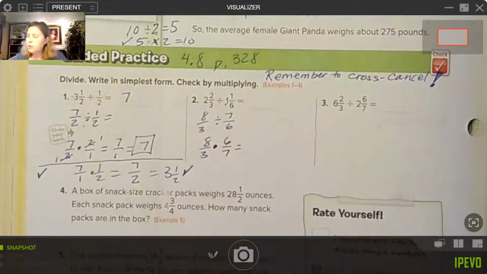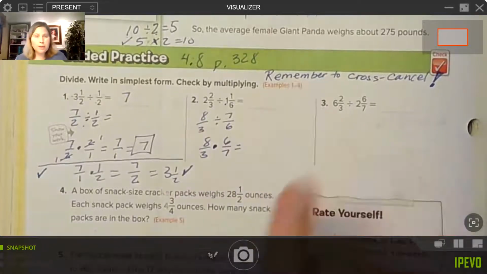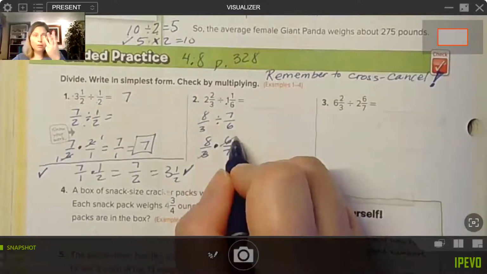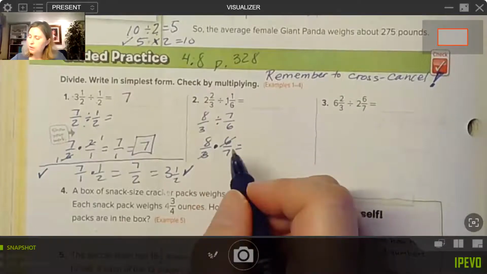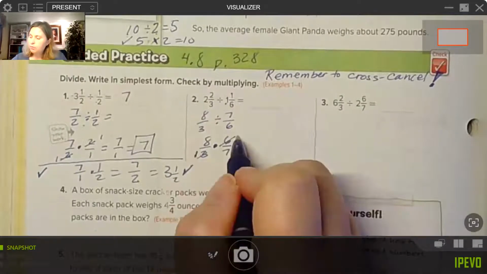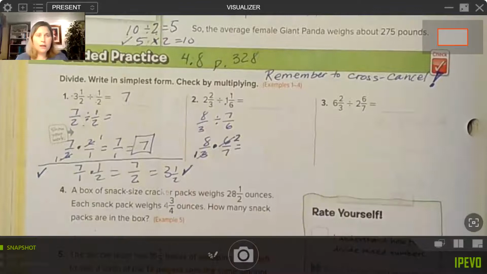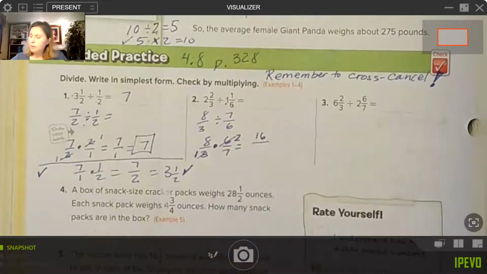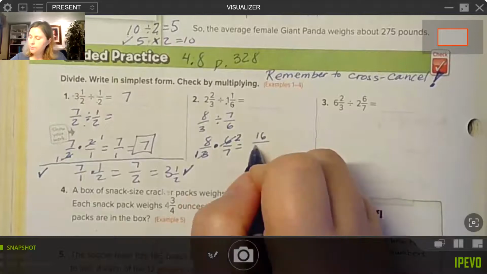Now we want to check to see if we can cross cancel, because that makes our problems a little easier to work with. And we can cross cancel. 3 and 6 are both divisible by 3. 3 divided by 3 is 1. 6 divided by 3 is 2. 7 and 8 do not have any common factors, so we cannot cross cancel there. Numerator times numerator is 16. Denominator times denominator is 7.